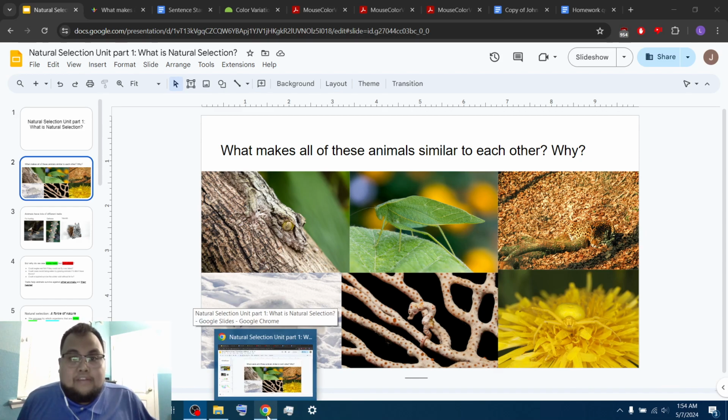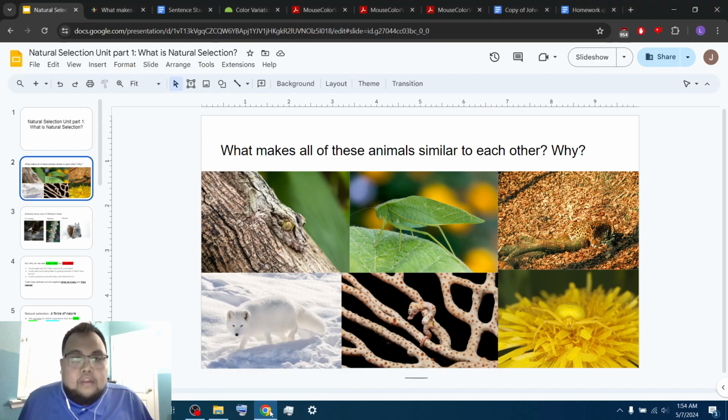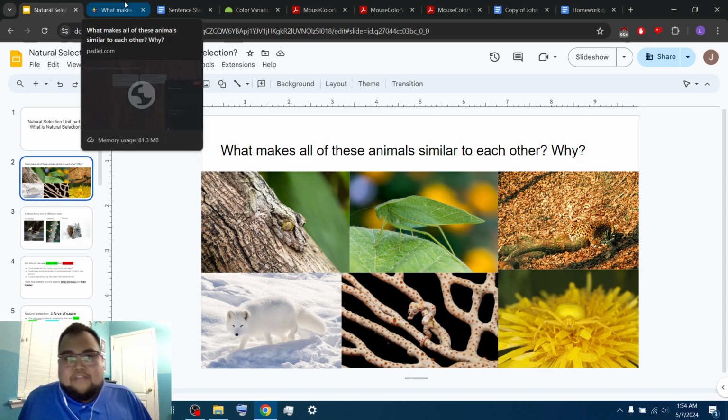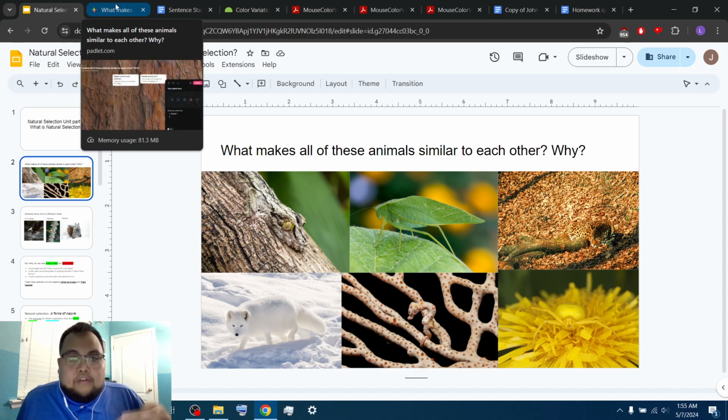So in today's lesson, we're going to be learning about natural selection. When students come and sit down in class, they already know that they need to pull out their laptops and answer today's entry question on Padlet, our assessment question. Our assessment question is: what makes all of these animals similar to each other?